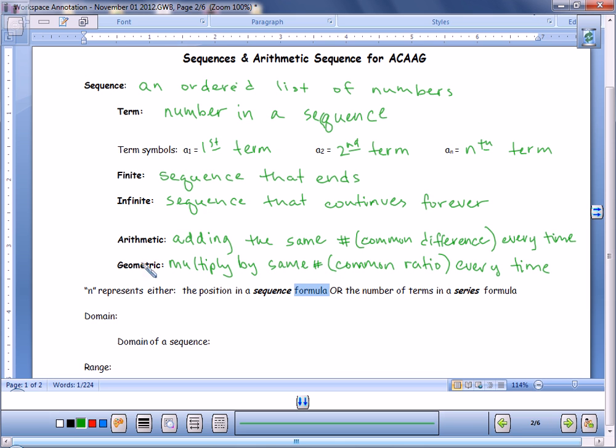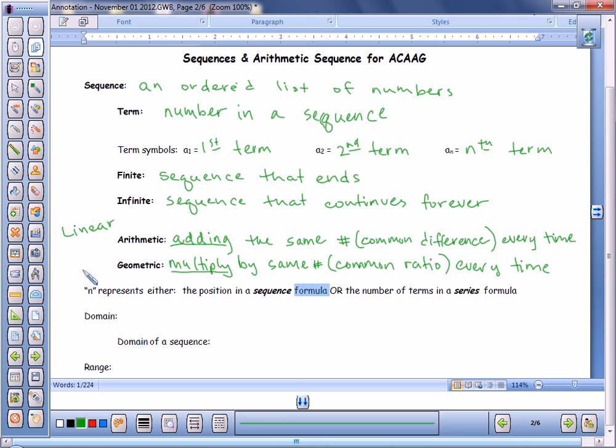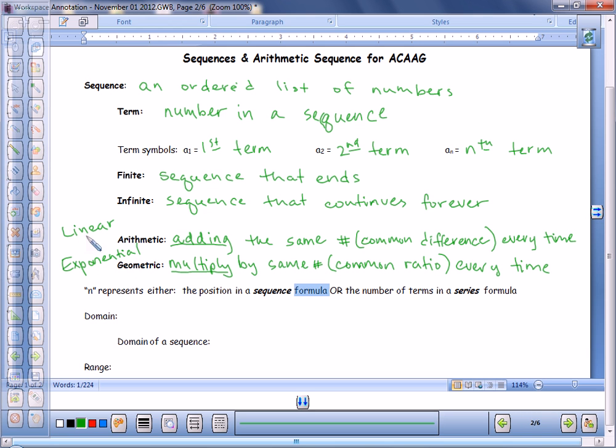Okay. I want y'all to think about these two words right here. Adding the same number every time. What kind of function is that? Linear. Linear because it has a constant rate of change, right? Okay, what would geometric be? Exponential because we are doing what? Multiplying. And that's why they fit in so nicely right here. Does dividing also fit into there? Well, dividing is just multiplying by a reciprocal.